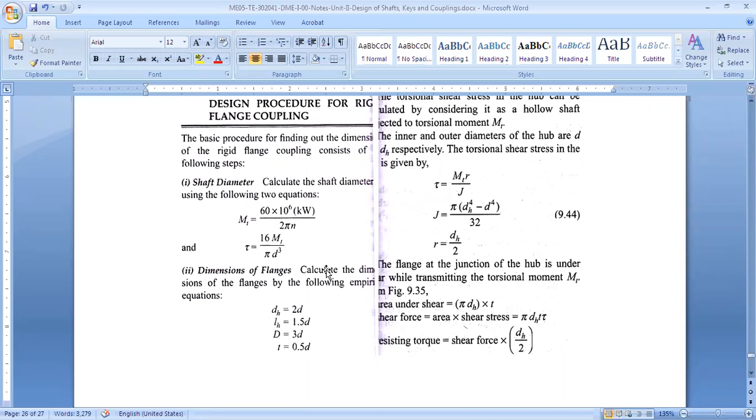Okay, clear? We did this many times. This is a design on the strength basis, right? Now we will find out the standard dimensions of the flange, and then we'll make sure that those will not fail. Now, how to find out standard dimensions of the flanges?